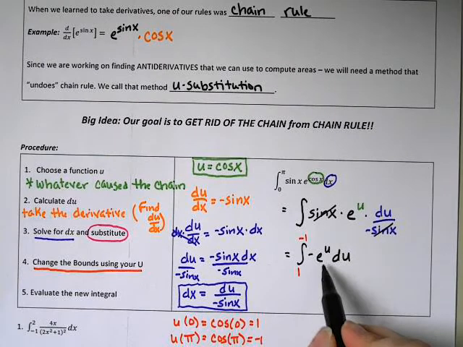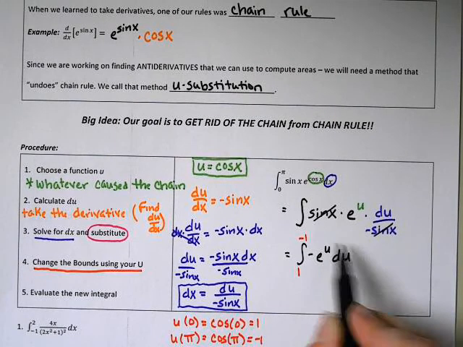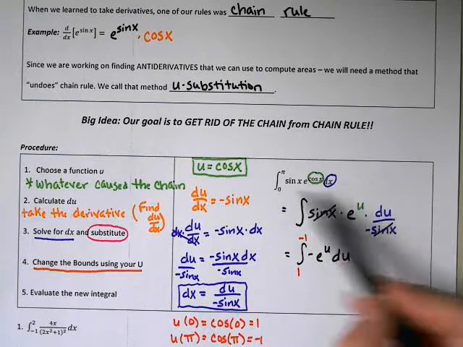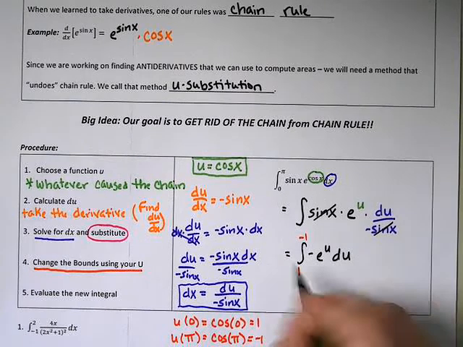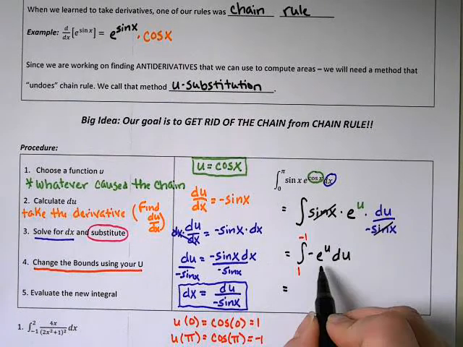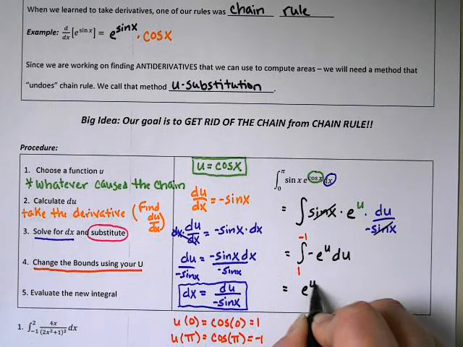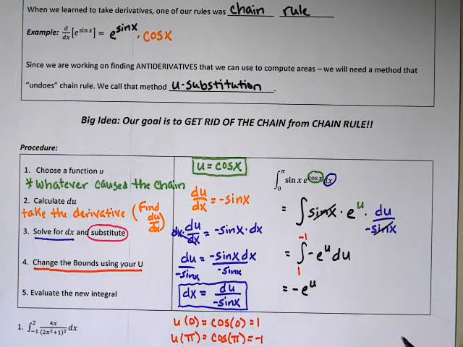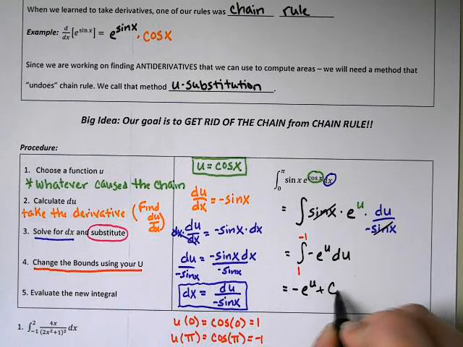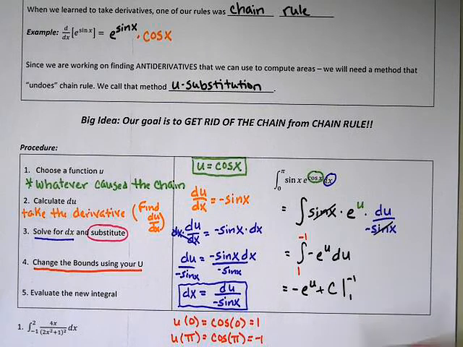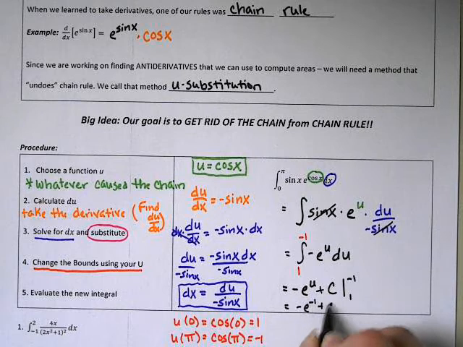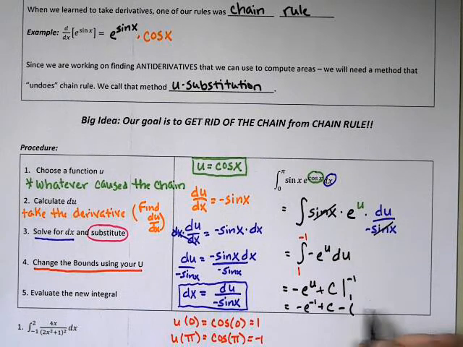So negative e to the u du is super simple now. We took this messy thing up here and we made it something that's really easy to integrate. So we know that the antiderivative of e to the u is just e to the u, and we're going to bring the negative along with it and put a plus c. And we're going to evaluate from 1 to negative 1, which means we're going to have negative e to the negative 1 plus c minus negative e to the first plus c.